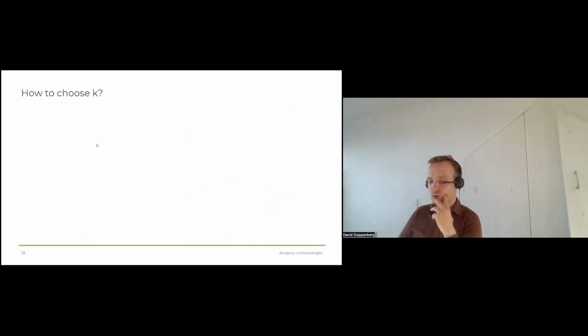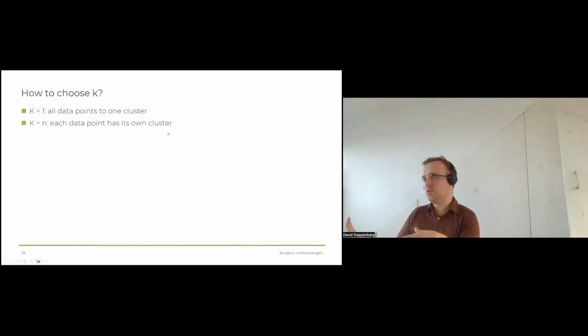And of course, one thing that we did not discuss yet is that we always pick k equals 3. How should you actually pick k? This again has everything to do with underfitting and overfitting. Suppose you pick k as 1. That means all data points will just be assigned to one cluster. The other way around, if you pick k equals n, that means each data point will have its own cluster, more or less.